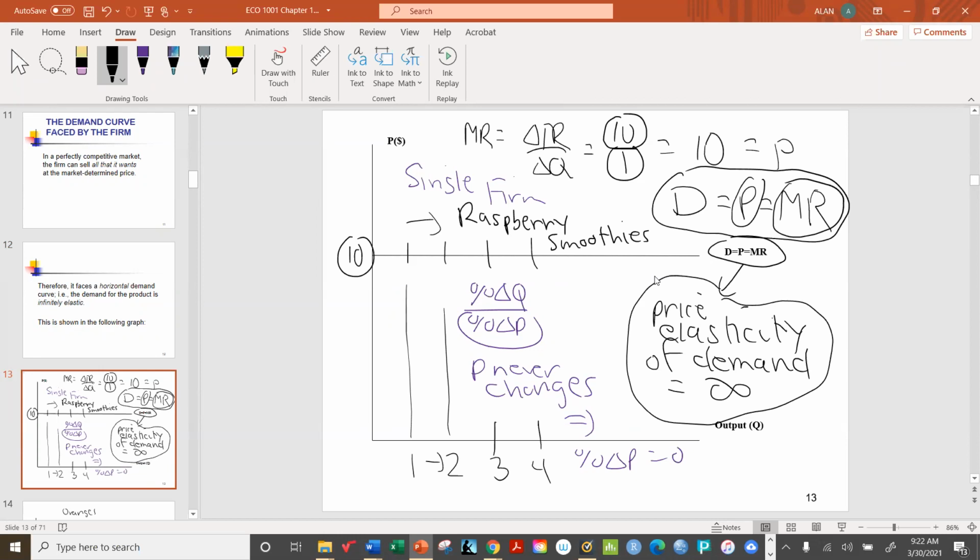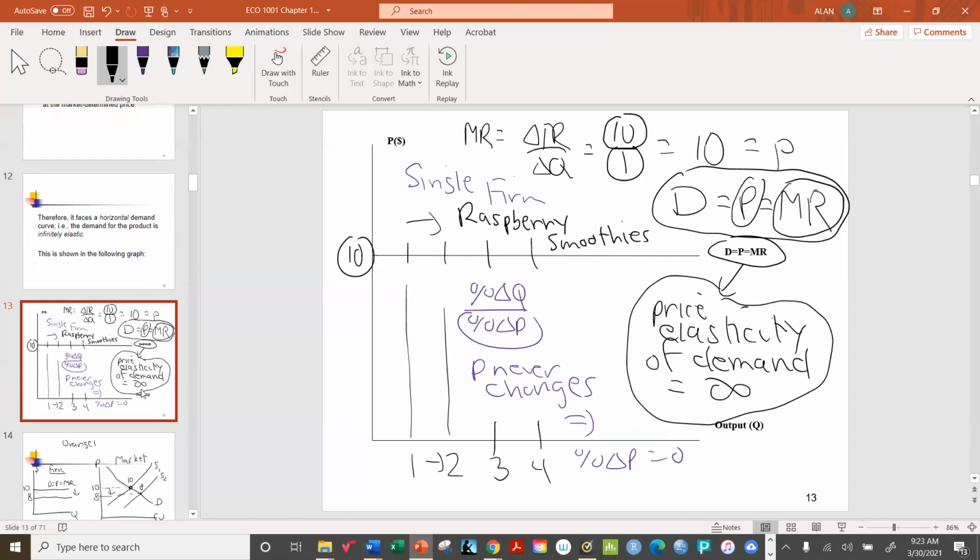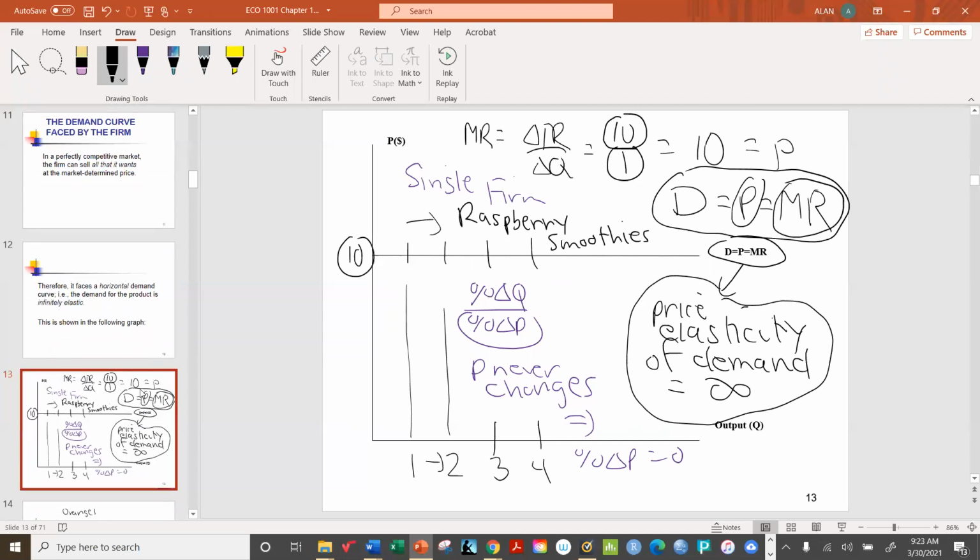With a traditional demand curve, of course, it's downward sloping. So that's what really separates this perfectly competitive firm from all the others. It's the idea that the demand curve is flat. That's a very strange outcome, but that's exactly what we're seeing here.